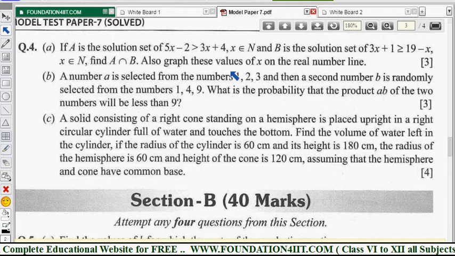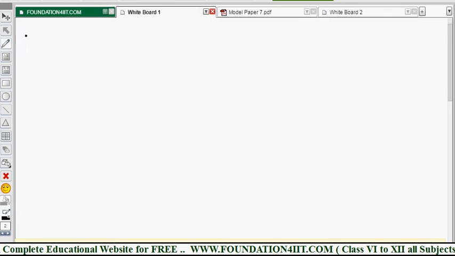So let us find out the solutions for A and B separately. In this first one is A, so that set is given and B is given. Let's take these two separately. A and B will solve separately. Now A is this: 5x minus 2 greater than 3x plus 4. And x belongs to natural numbers.